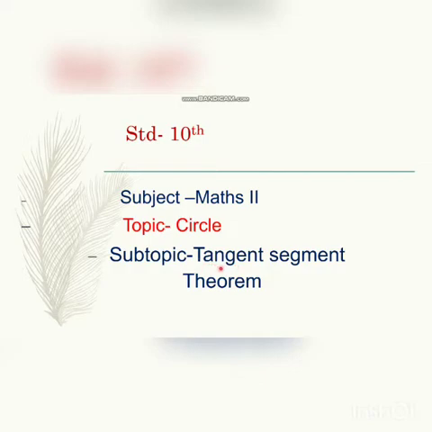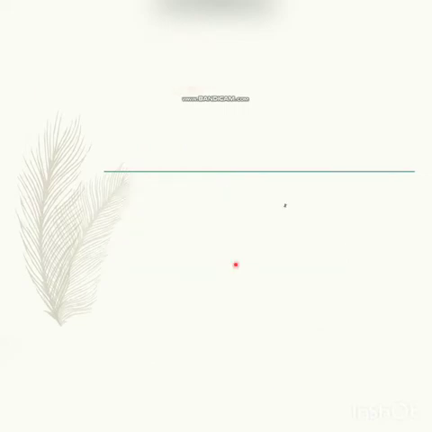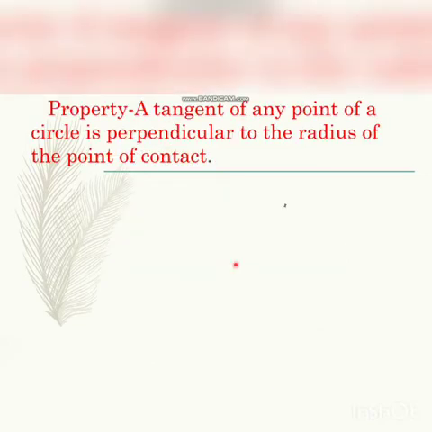In the previous session, you had seen a property about the tangent. A tangent at any point of a circle is perpendicular to the radius at the point of contact.